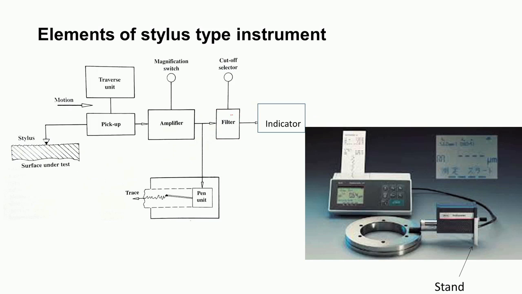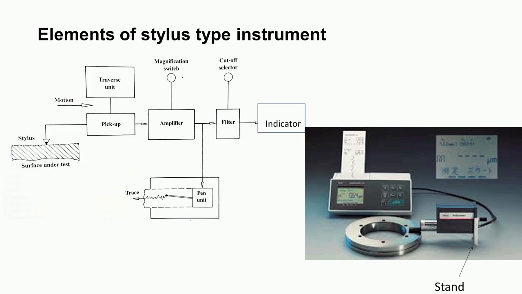If we want only the roughness parameter, we can filter out the waviness, and sometimes we have to eliminate the form error also. So for such a thing, different kinds of filters are used, and finally the value is indicated, the roughness parameter or waviness parameter, depending upon the requirement. And here you can see there is a cutoff length selector. Depending upon the machining process, we can select appropriate cutoff length.